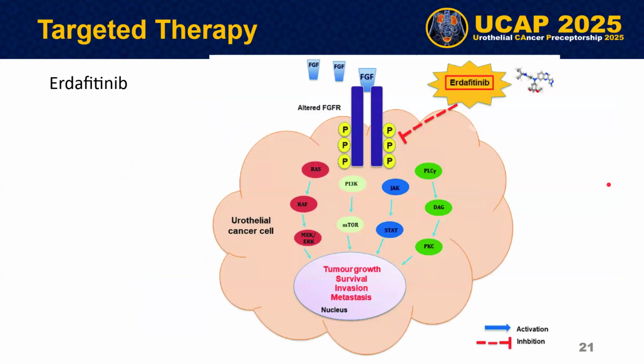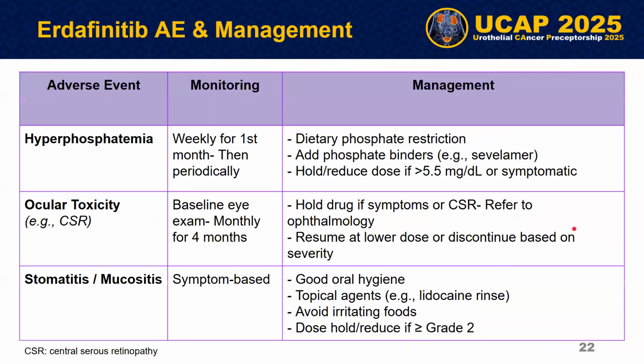So next will be targeted therapy. Targeted therapy that is discussed here mainly is erdafitinib. As you can see here, erdafitinib is an FGFR inhibitor, and the FGFR downstream pathway activates the RAS pathway, PI3K pathway, JAK pathway, whose downstream action is tumor growth, survival, invasion, metastasis. So by inhibiting the upstream, we can inhibit the downstream process of this, leading to cell death as well. The common adverse events are hyperphosphatemia, ocular toxicity, and stomatitis.